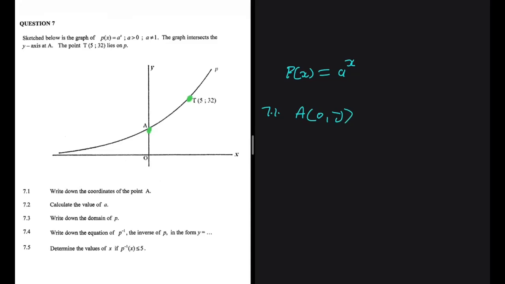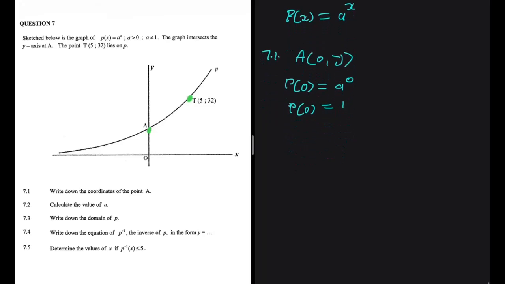So for us to find that value of y, we just have to substitute 0 into our equation p of x. So we can say that p of 0 will be equal to a to the power 0, but we know fully well that any number to the power 0 is 1, so we have p of 0 being equal to 1. So for the coordinates of a, we have an x value of 0 and a y value of 1. And just like that, we have the coordinates of point a.